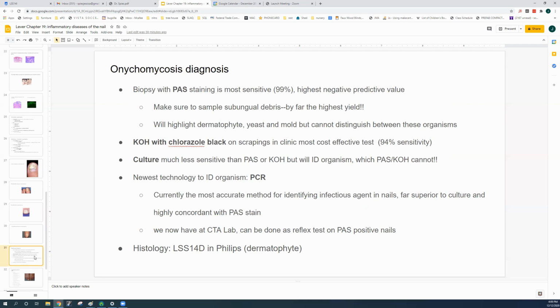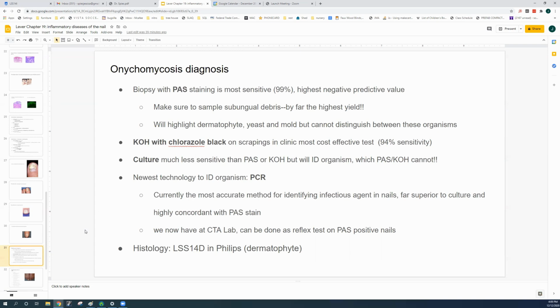So for the diagnosis of onychomycosis, a biopsy with PAS staining of a nail clipping is the most sensitive. It has a sensitivity of 99%. It also has the highest negative predictive value. When you do get a nail sample, make sure to sample the subungual debris. It is by far the highest yield to identify the fungus.